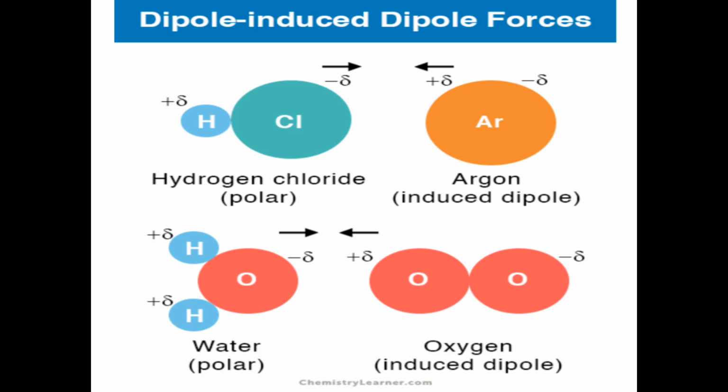An example is when water, which is a polar substance, interacts with oxygen. In oxygen as well, there is an induced dipole. So the negative end of the water molecule, which is on that oxygen, attracts the positive end of the oxygen molecule, which is on the first oxygen. So this is how dipole-induced dipole forces are created.